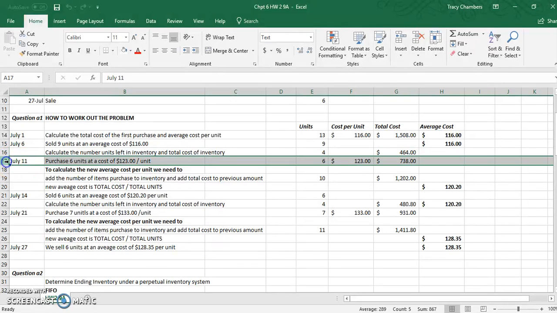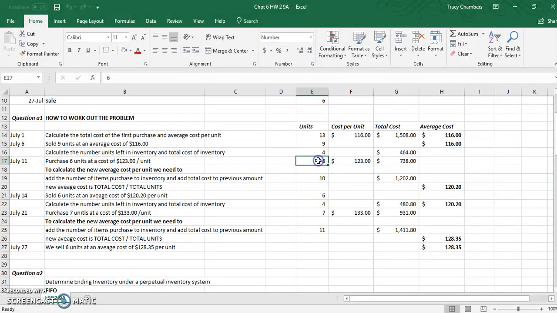On July 11th, we purchased 6 units at a cost of $123 per unit. So we have our 6 units, $123 per unit, gives us a total cost of $738. Now we can't use this original average cost because we bought new inventory at a higher price. So we have to calculate a new average cost per unit. So in order to do this, we add the number of items purchased to the inventory and add the total cost to the previous amount.